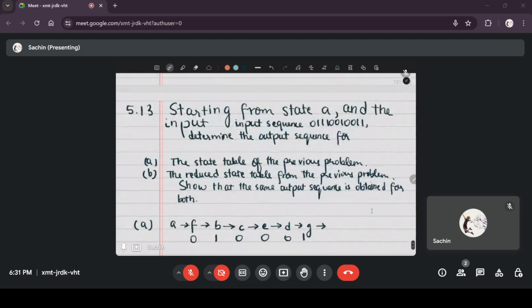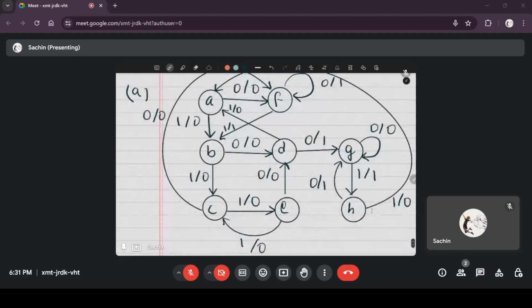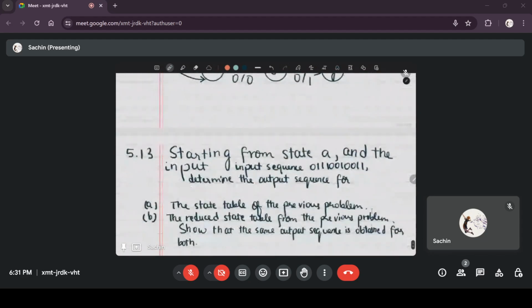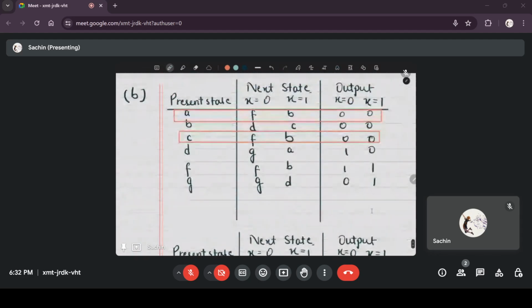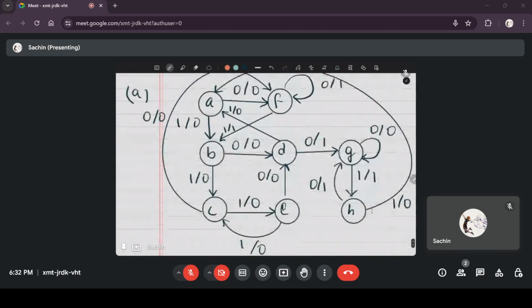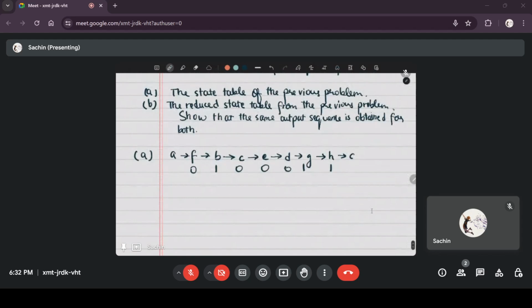Then there's a 1 followed by two zeros. There's a 1 from G. If you give a 1, you go to H with output 1. And from H, you give a 0, you'll go to G, and another 0 will keep you at G with outputs 1 and 0.